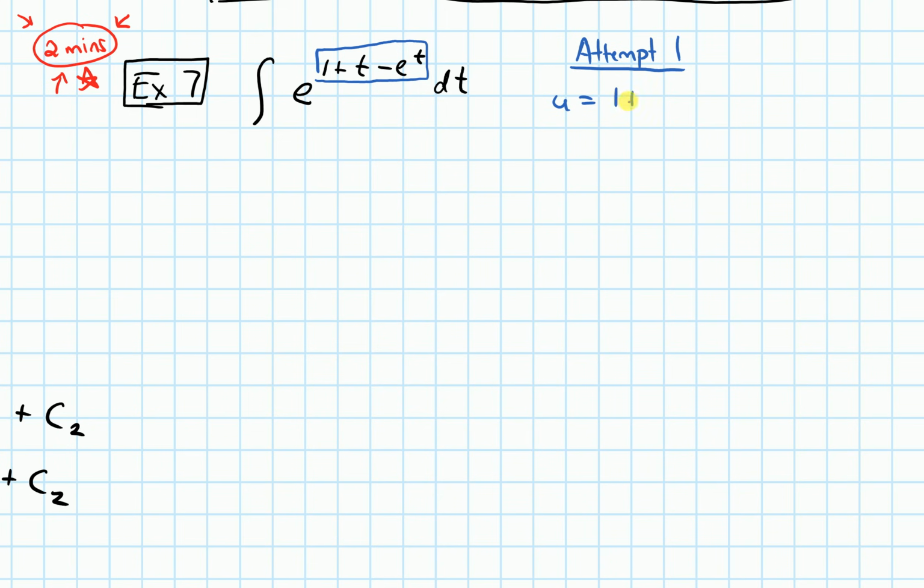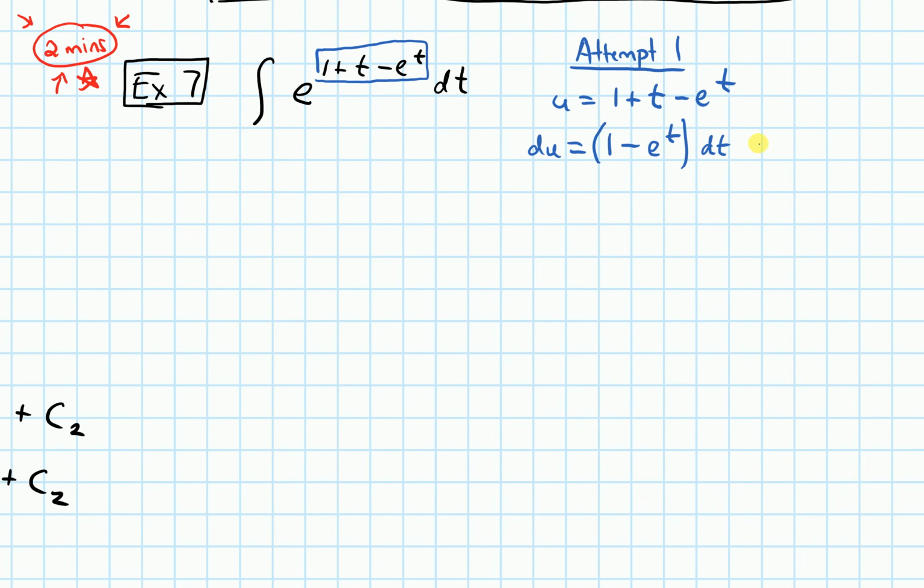What if I let u be 1 plus t minus e to the t? Then the derivative du would be, derivative of 1 is 0. Derivative of t is 1. And then minus, the derivative of e to the t is just e to the t. But I have to make sure that I write that dt on this side. And it's this whole thing times that dt. So I have to put a parentheses around it.